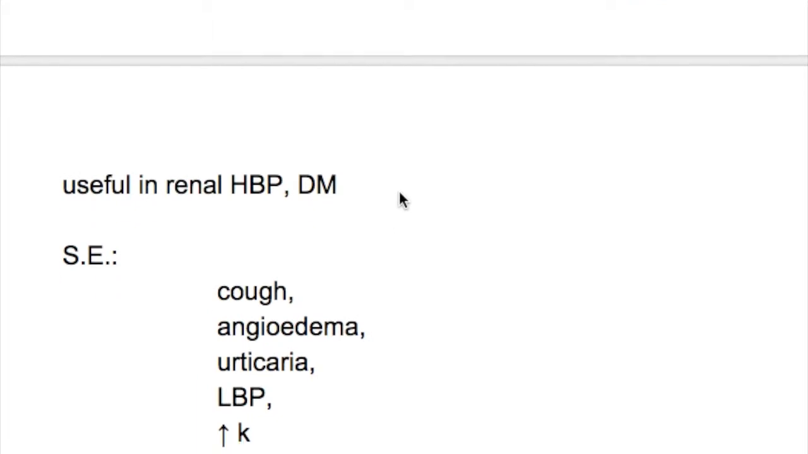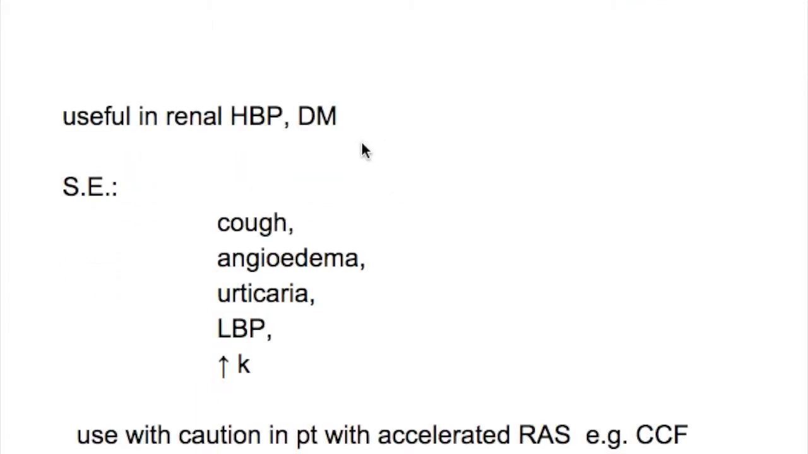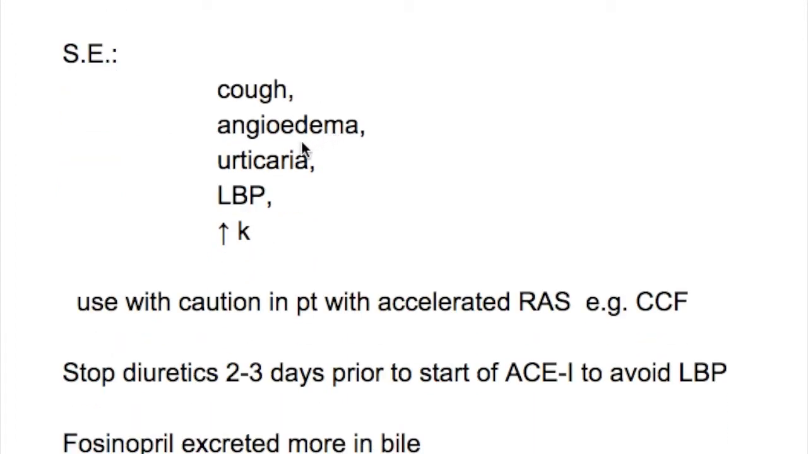The ACE inhibitors are especially useful in renal parenchymal disease hypertension and in diabetes mellitus. What are the side effects of ACE inhibitors? A dry cough, angioedema, urticaria, low blood pressure, and hyperkalemia.